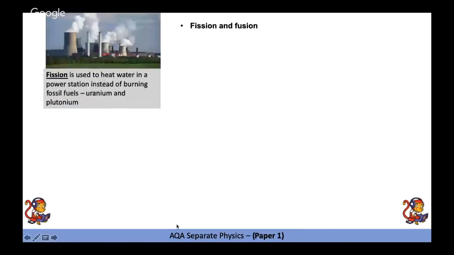Okay, last little part of our separate science then, fission and fusion. Fission is used to heat water in a power station instead of burning fossil fuels, so uranium and plutonium. So they're still going to be used to heat water. That hot water is going to turn to steam. The steam will rush past blades of a turbine, making that spin. And when that spins, that's going to be connected to a generator, okay, which is going to produce the electricity.